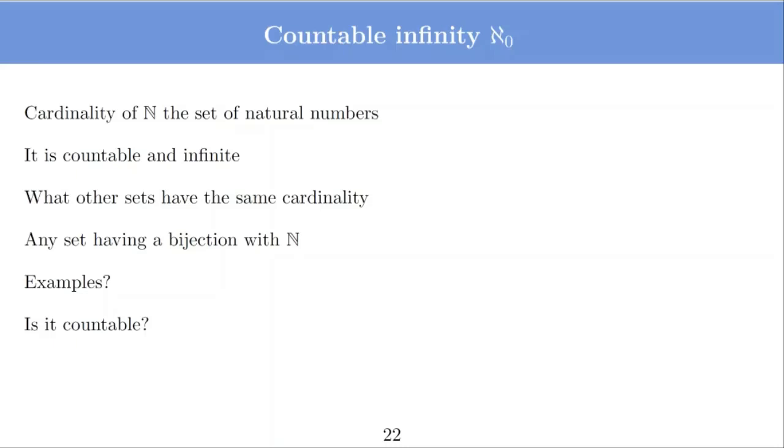Set of positive integers, set of negative integers, set of even integers, or set of integers divisible by 3. For each case, you can find a bijection with the natural number set, and you can prove both have the same cardinality. So the set should have a countable infinity cardinality, and that's why the set is countable.